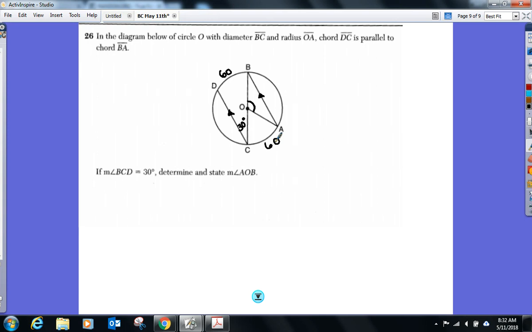Let's finish this off. What's BOC acting as? Diameter, so that's got to be 120, which means my angle is 120. I think you got 4 big problems tonight.